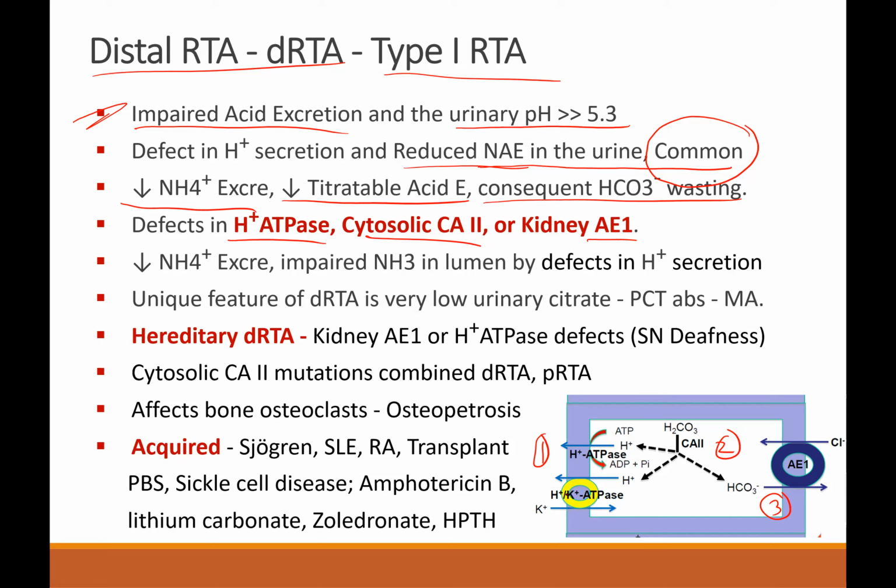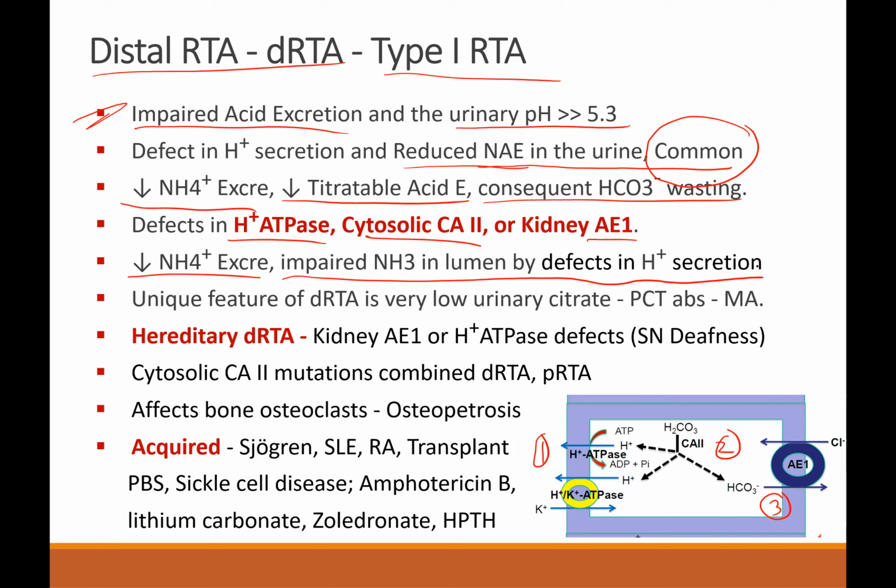Okay. What happens when the hydrogen is not secreted into the urine? Ammonia excretion is impaired because ammonium ion cannot go without the company of a hydrogen ion. It has to become ammonia, then only it can pick up chloride, then only it can go as ammonium chloride. Ammonia is a gas; even if dissolved, it cannot be excreted more. It has to become ammonium chloride, then only its solubility will be more. So ammonia excretion is impaired in the lumen by defects in the hydrogen ion secretion.